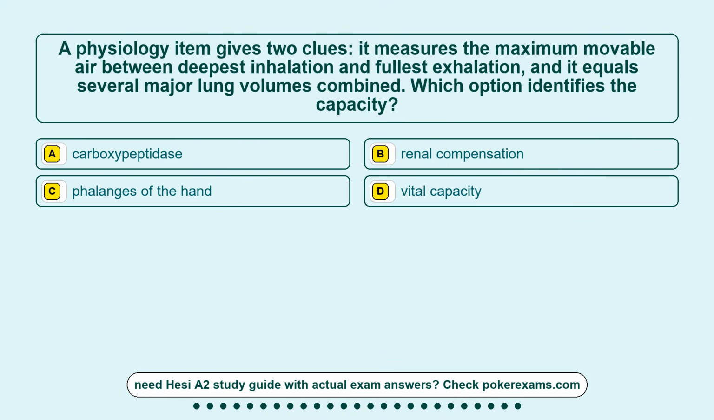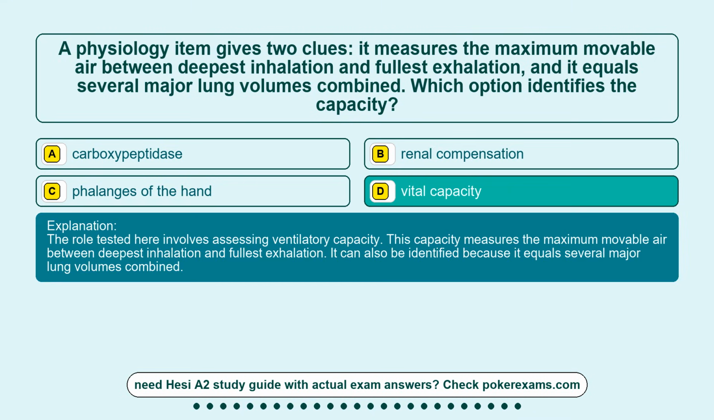Question 3. A physiology item gives 2 clues. It measures the maximum movable air between deepest inhalation and fullest exhalation, and it equals several major lung volumes combined. Which option identifies the capacity? Option A, carboxypeptidase. Option B, renal compensation. Option C, phalanges of the hand. Option D, vital capacity. The correct answer is option D, vital capacity.